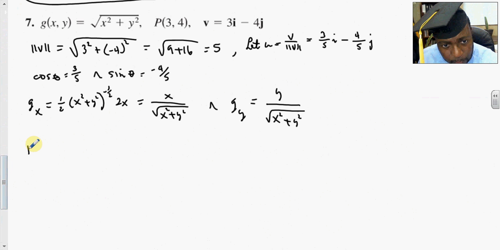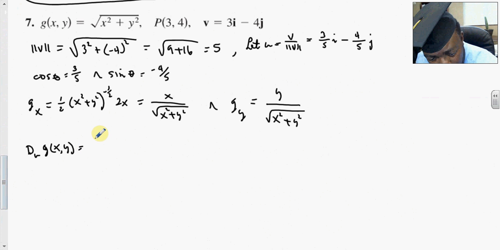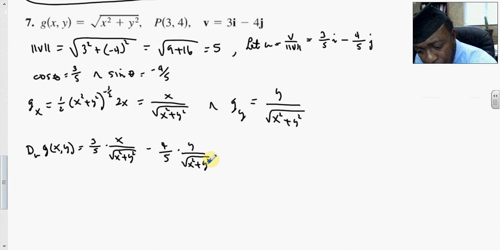So we have the directional derivative of g in the direction of u at the point x comma y. So we have 3/5 times x over the square root of x squared plus y squared, minus 4 over 5 times y all over the square root of x squared plus y squared.